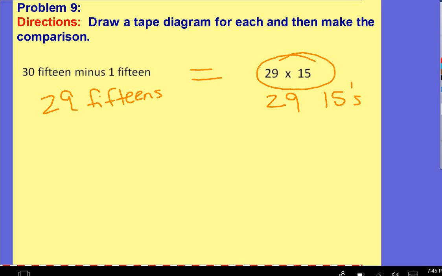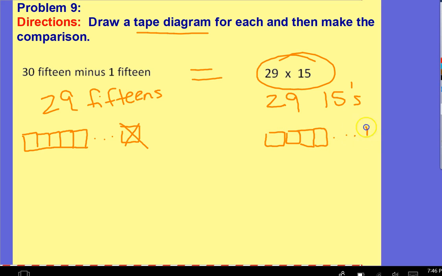For me, it's easier to think of it this way rather than drawing a tape diagram. However, you could draw a tape diagram, so you would have 30 15s. So that's a lot of boxes. And then we're going to take away one of those 15s. And here I would have 29 boxes of 15s. And when I take one away over here, I would know that I have 29 15s left, 29 15s on the right.